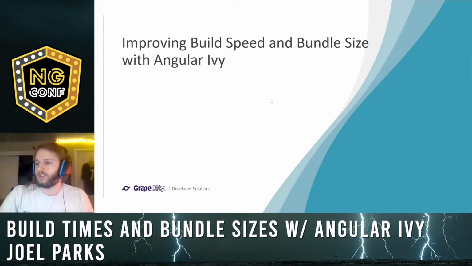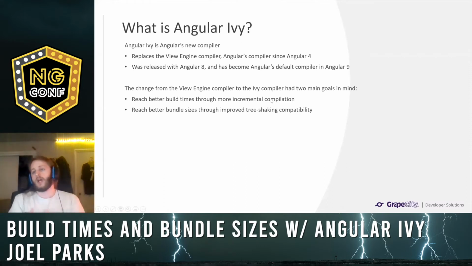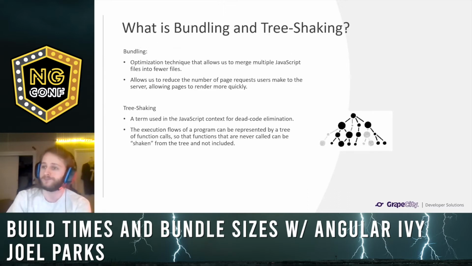So first off, what is Angular Ivy? Ivy is Angular's newest compiler. It replaces the View Engine compiler, which has been Angular's default compiler since Angular 4. It came out with Angular 8 and has become Angular's default compiler since Angular 9. There were really two key points that the Angular team was trying to make with the change from View Engine to Ivy, and that is to reach better build times through more incremental compilation and to reach better bundle sizes through improved tree shaking compatibility.